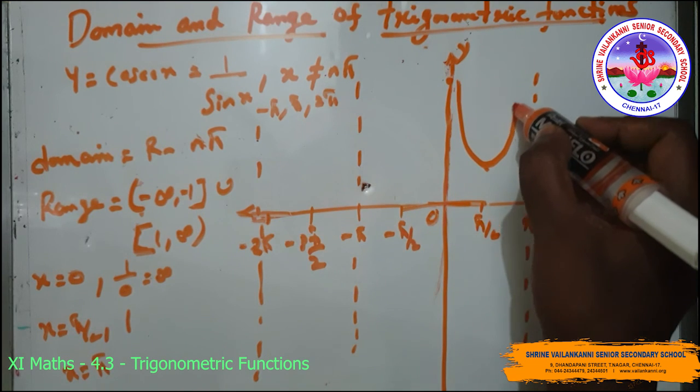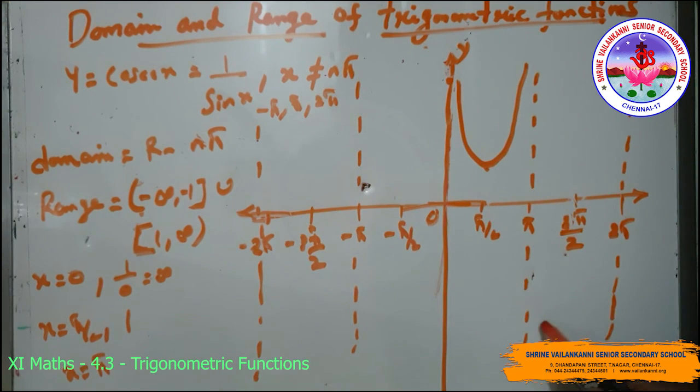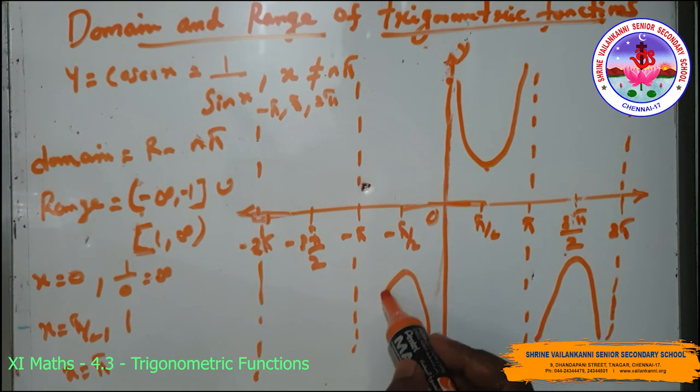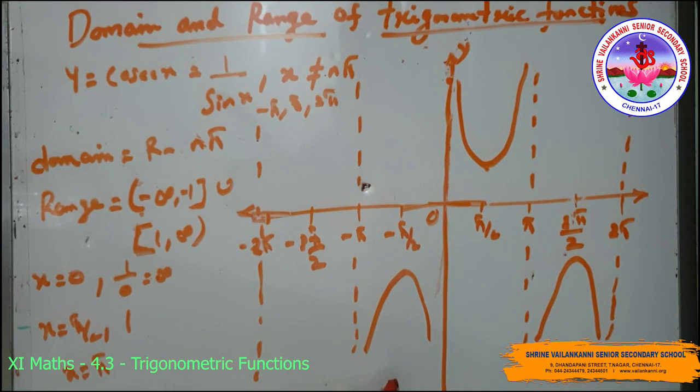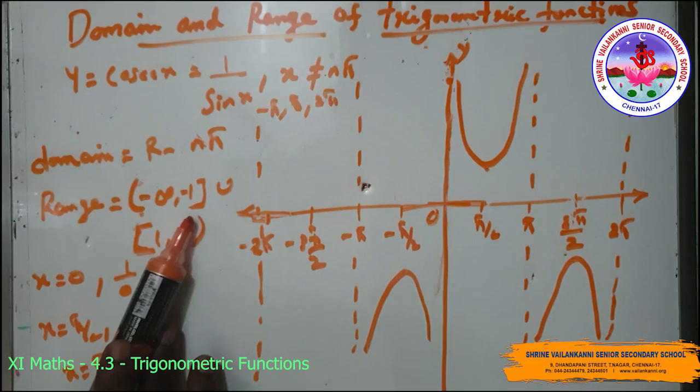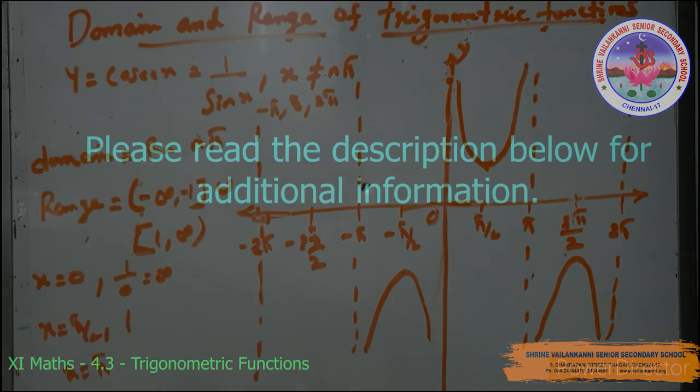Here also, at 3 pi by 2 the value is minus 1, and at minus pi by 2 it is minus 1. Here the domain is R minus n pi, and the range is minus infinity to minus 1 union 1 to infinity.